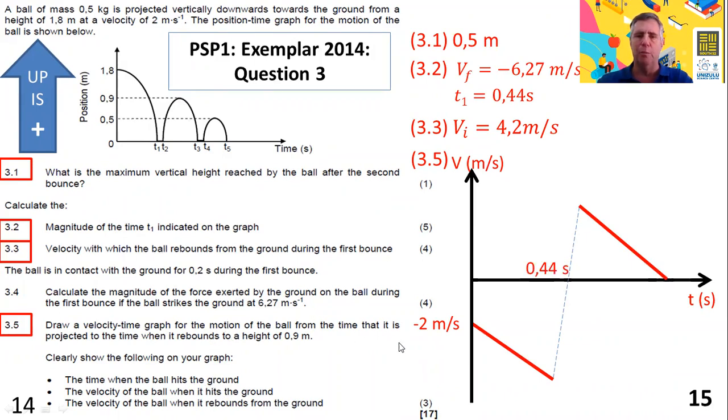What's the time when the ball hits the ground? Well, it's 0.44 seconds, and we know that because we've done this calculation in 3.2. What's the velocity of the ball when it hits the ground? Well, that's minus 6.27. That was also our calculation in 3.2. What's the velocity of the ball when it rebounds from the ground? Well, it's 4.2 meters per second, and we calculated that in 3.3.